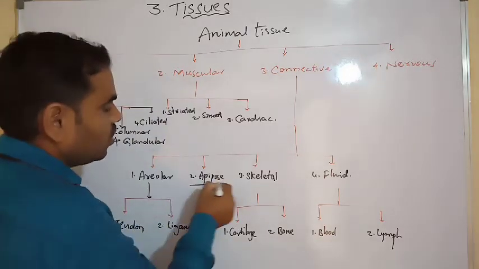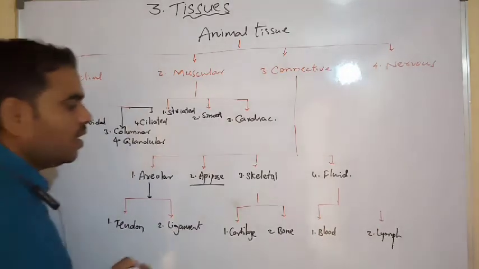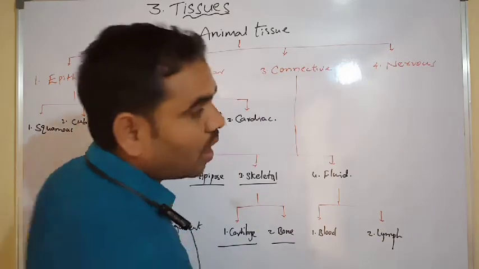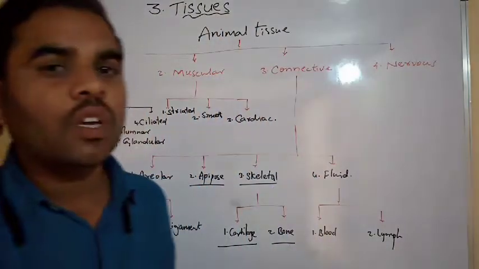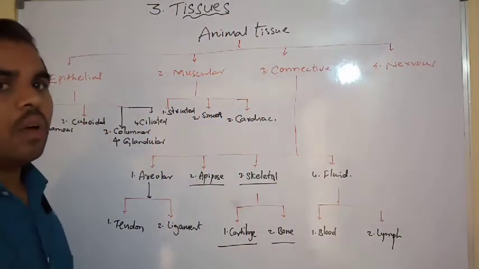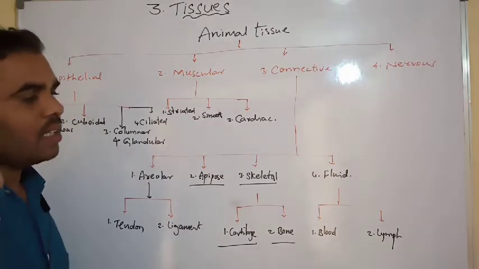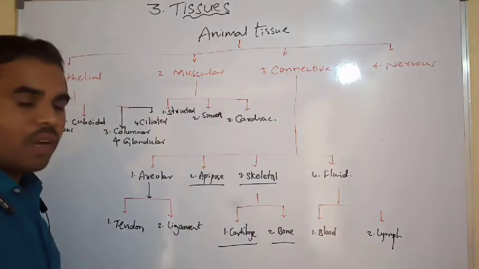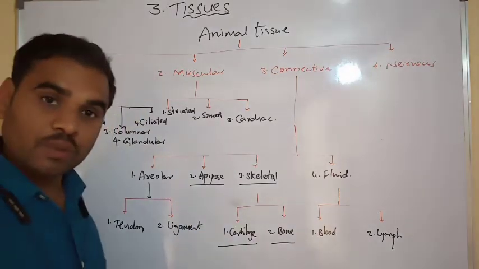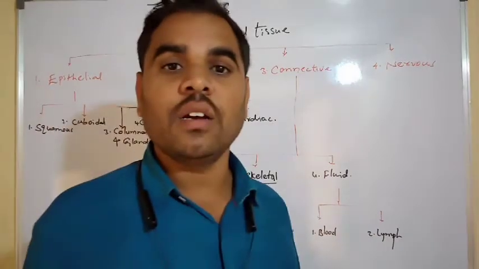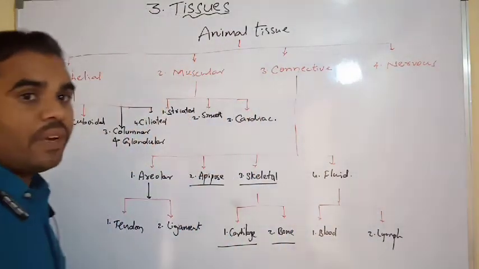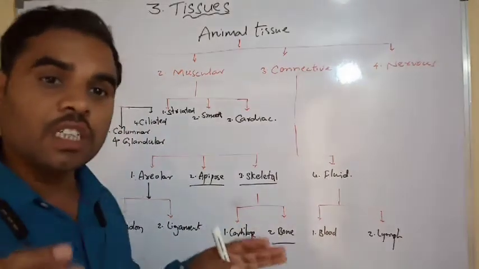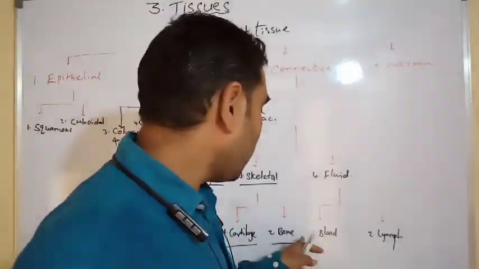Adipose tissue is also there. Skeletal tissue includes cartilage and bone. Cartilage is smooth, found in the ear pinna and nose tip. Bones give our body its framework. We can walk and run with the help of bones. They give a specific structure to our body.